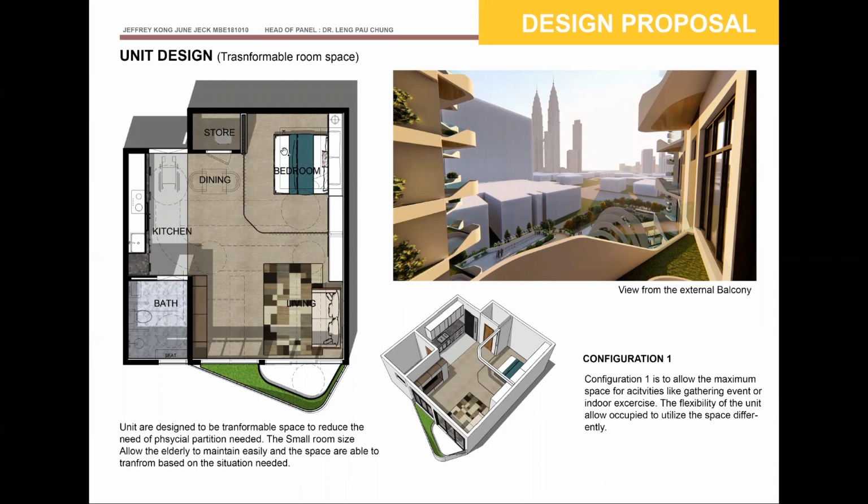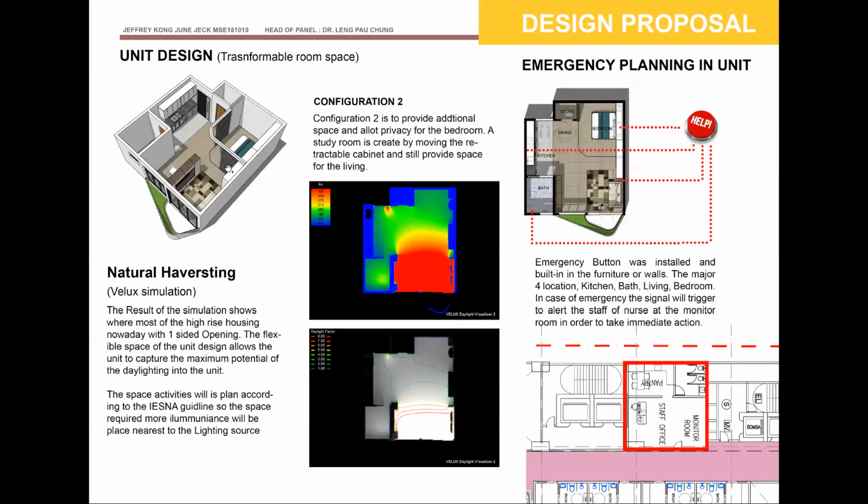This is the first layout, where all the places are open. Secondly, this wardrobe can be retracted and moved to the front, then I have a study room here. And this can also be made private by closing the curtain to insulate the bedroom living area. In my emergency planning, each unit has these built-in buttons on the side, especially in the kitchen, living room and bedroom.